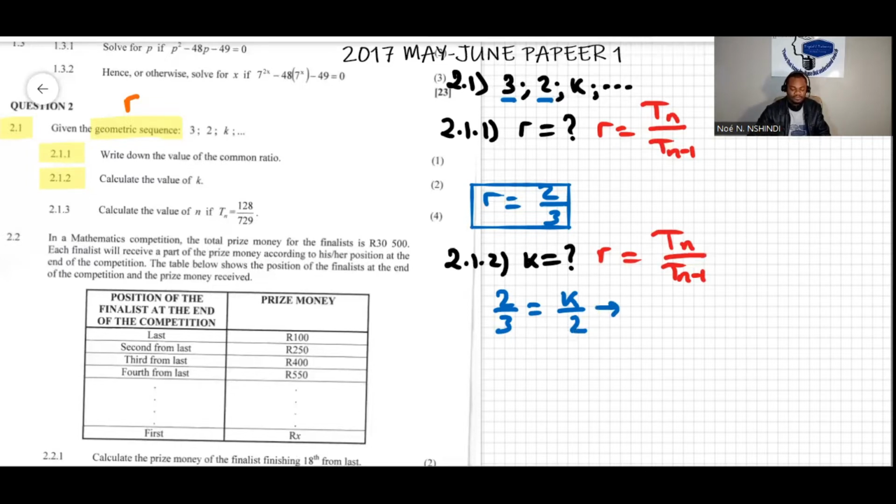Now, we can solve this if we apply the cross multiplication property. So we can do 2 times this 2 there, and then 3 times K. So 3 times K is equal to 3K, and then 2 times 2 is 4. Now we can find the value of K if we divide both sides of the equation by 3, and then we get the value of K. K will be equal to 4 over 3. So that's the value of K.